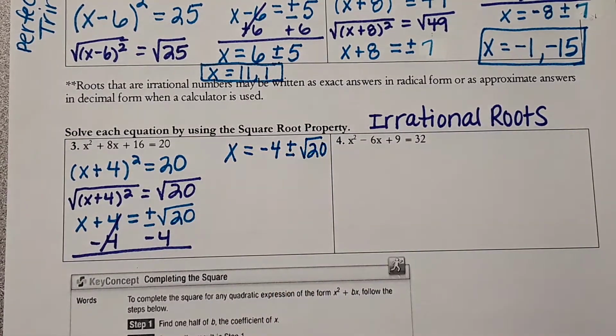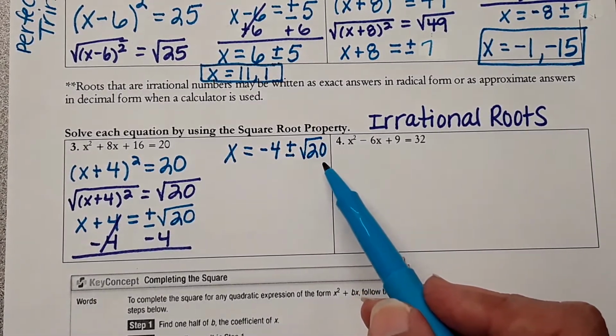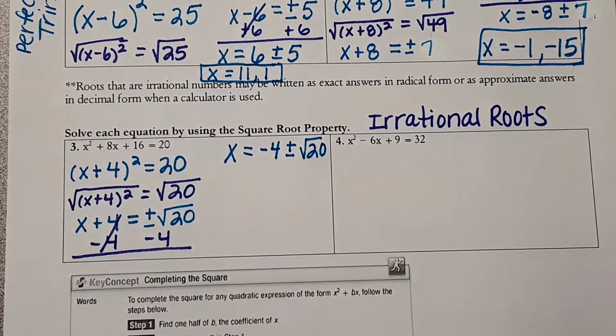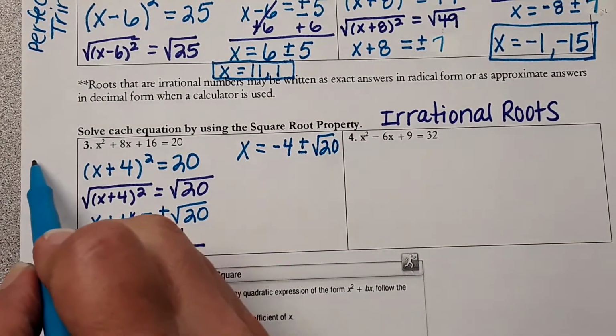Now, that's fine, but you are going to have to simplify the square root of 20. You have to, okay? You can't just leave it there. You have to see if there's any perfect squares. So let's just do a quick tree over here.